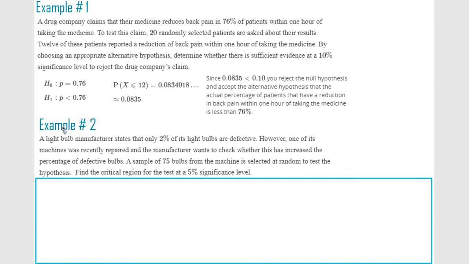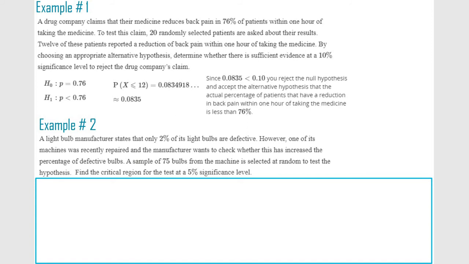So interpreting that, here's our null hypothesis. Our alternative hypothesis would be less than 76% of patients, right? Because that would be bad. Here, we get 0.08. That's less than 10%. So we can reject the null hypothesis and accept the alternative. Since it's less, we reject it, accepting the other one, saying that we have less than 76% of people getting a reduction of back pain. So that's not good. Okay.